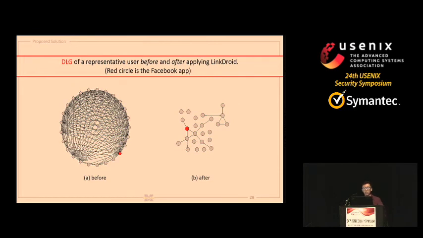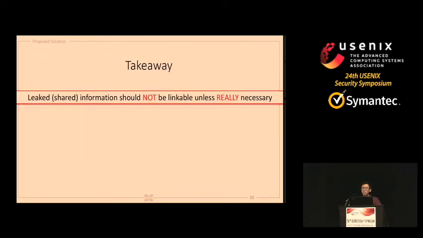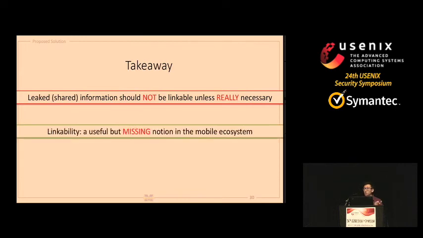And finally, some takeaways. First, it's important to stop information from being leaked, as we know, and there's tons of work on that. But what I want to propose here is that it is also important to make sure that the information that has been leaked or shared will not be linkable unless it is really necessary. And the second is we really enjoy the notion of linkability. It's simple, it's clear, and it gives you a privacy guarantee you can make use of. This concept has been utilized in many other fields, but still seems to be a missing notion in the mobile ecosystem. We hope more people can start to use this and enjoy using this as a useful tool.